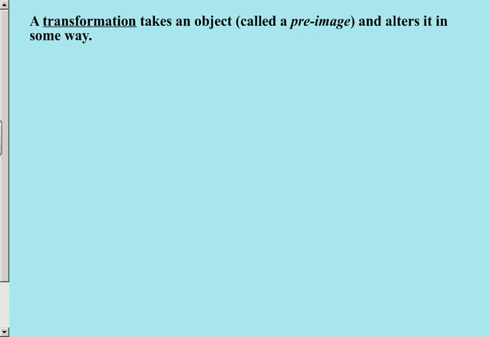Okay, now transformation. A new term, transformation. All a transformation does is it takes an object, which is referred to as a pre-image, and alters it in some way. Now, a lot of what we're going to be talking about today are the different types of transformations. There are 4 of them, and as you'll see, they do considerably different things. The new object, after a transformation has done its work, is called an image. So you have a pre-image, which is like an original object, and then an image, which is an altered object in some way.